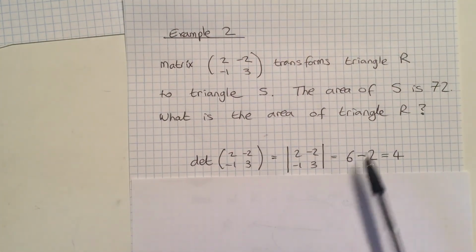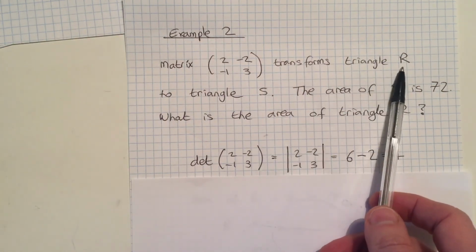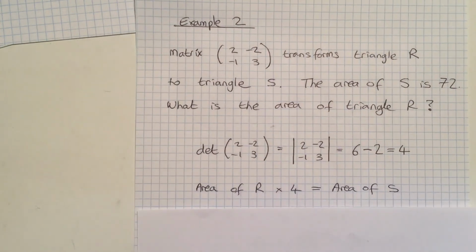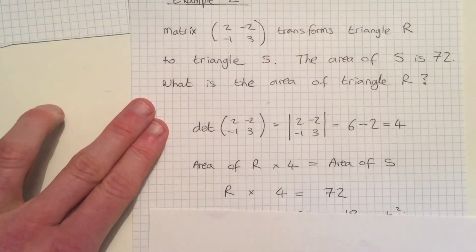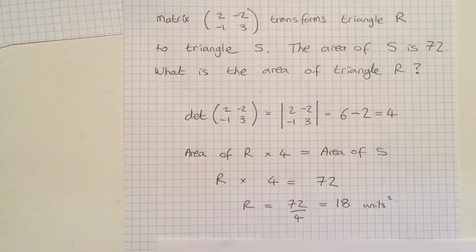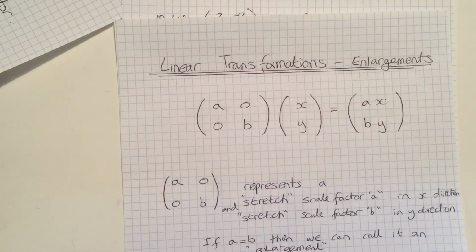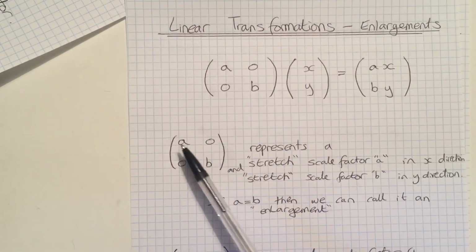So to get the area of the new shape S, I would multiply the area of the old shape R by 4. So the area of R times 4 would give me the area of S. Therefore, if the area of S is 72, then the area of R is going to be 72 divided by 4, which is 18.